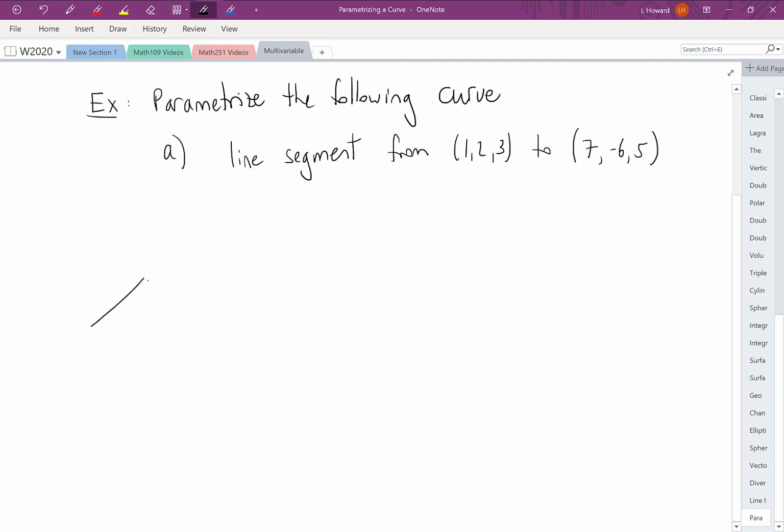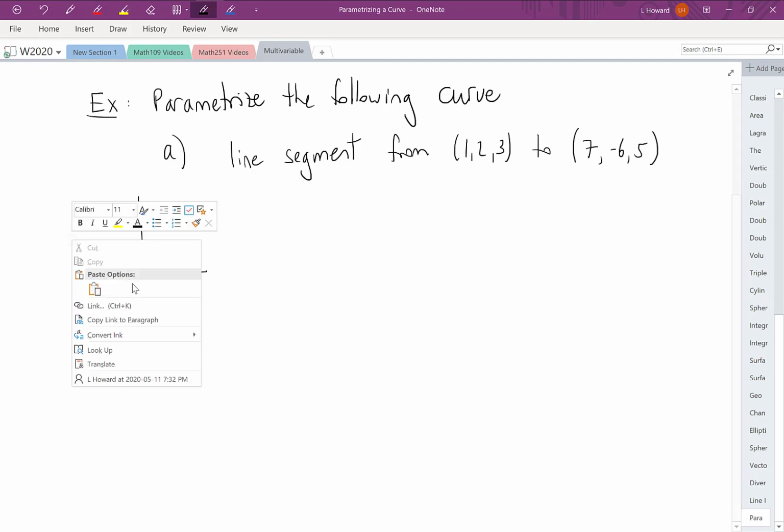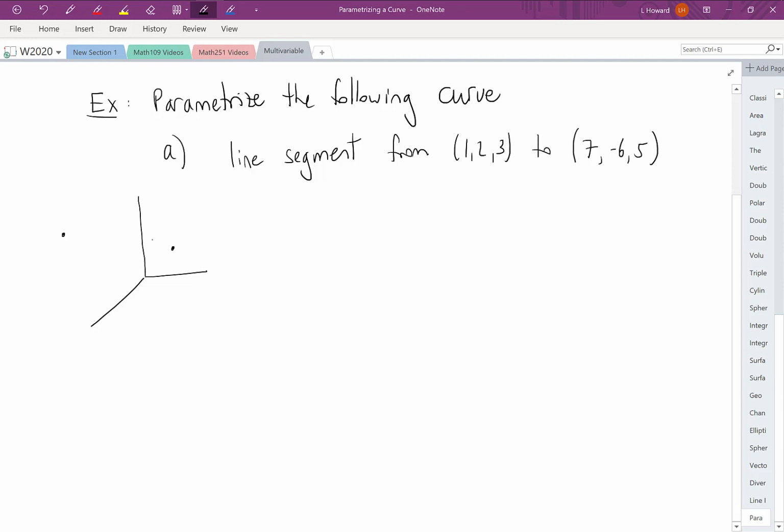So I'll draw a rough picture here in 3D just so we can visualize that. So the point 1, 2, 3 might be somewhere about there, and the point 7, negative 6, 5 might be sitting somewhere, let's say over here. And we're just trying to describe this line segment that goes from here to here using a single variable called the parameter.